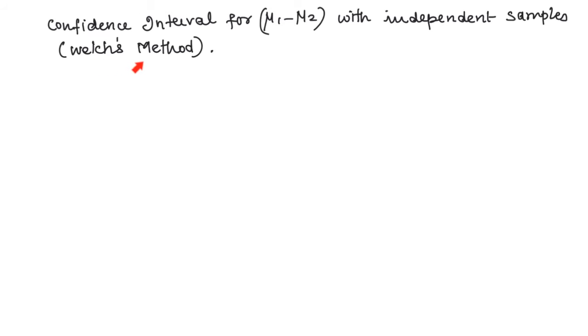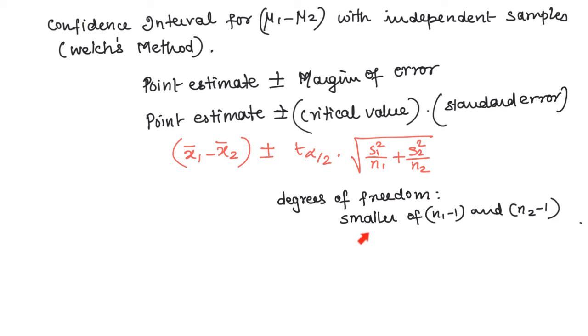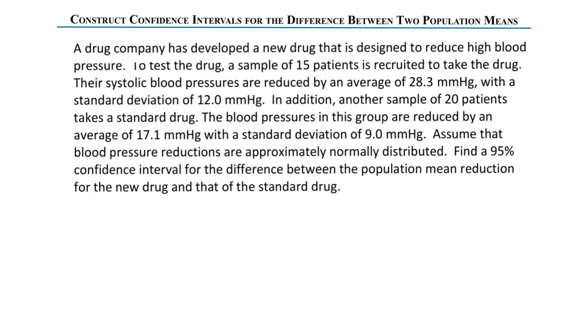So let me explain the formula again for constructing the confidence interval for a difference between two means with independent samples. We are using the same procedure you learned in chapter 8. The confidence interval is point estimate plus or minus the margin of error. And the margin of error is the critical value times the standard error. And degrees of freedom is the smaller of n1 minus 1 and n2 minus 1. So let's do an example on constructing the confidence interval for the difference between two means.